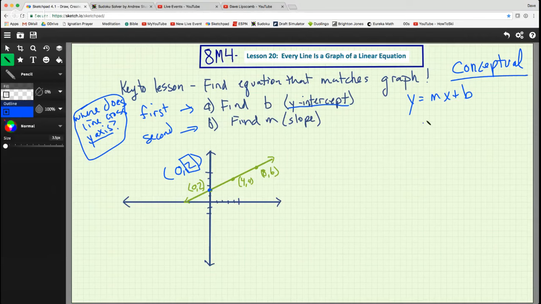So our b equals a positive 2. Why positive? Because it's above. B is positive 2. Now, our slope, we have to find our rise over our run.